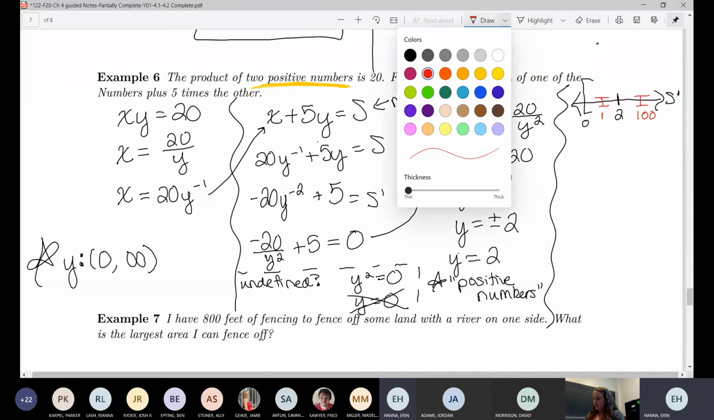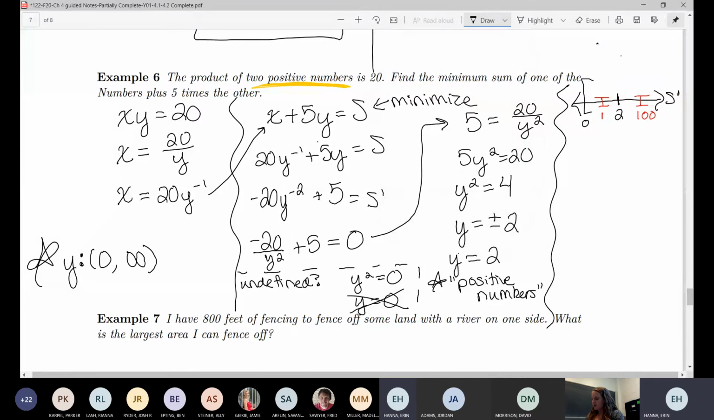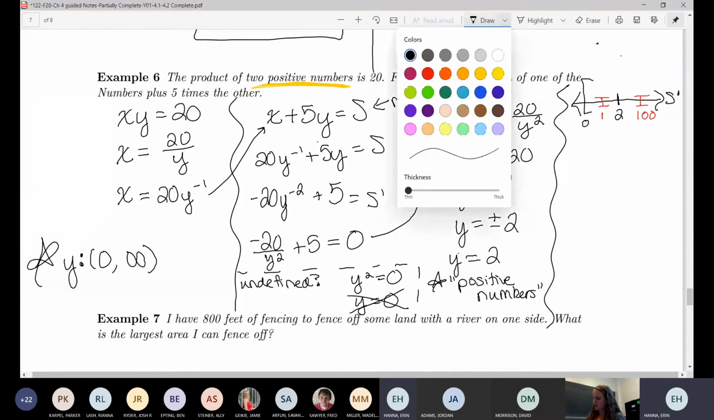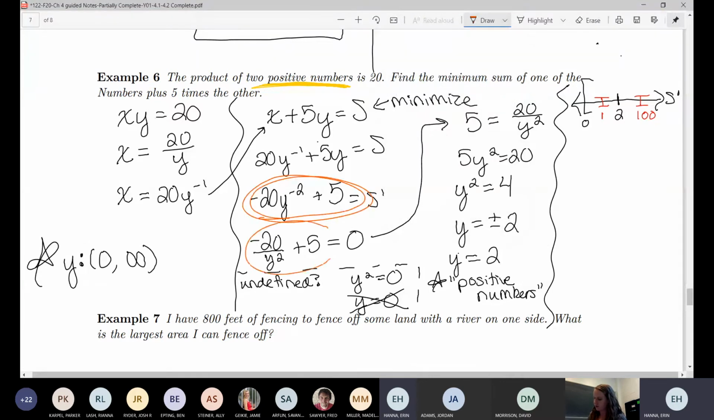So we've got to find whether it's positive or negative in those two cases. So we're plugging them into the derivative. Let me remind us where our derivative is. Either one of these two forms, whichever floats your boat. If I plug in 1, we're going to get negative 20 over 1 squared, which is negative 20, plus 5. That'll give us a negative number.